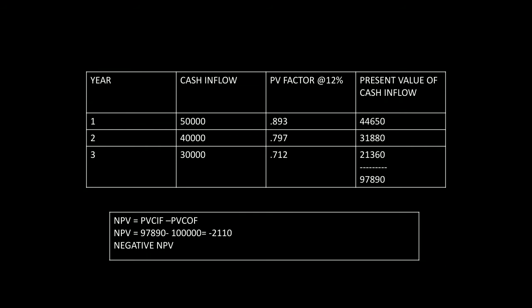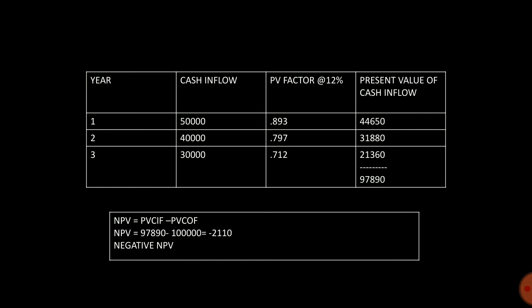So for that we want to follow the same step. We want to draw 4 columns. First column year, second column cash inflow, then present value at 12% rate of return, then fourth column present value of cash inflows. Present value at 12% rate of return is identified from present value table, and that is 0.893, 0.797, 0.712.